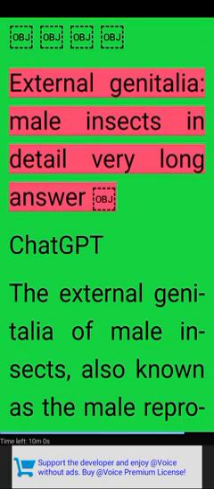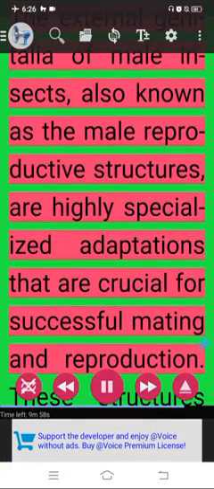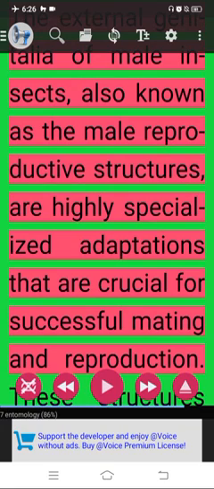External genitalia. Male insects in detail. Very long answer. ChatGPT. The external genitalia of male insects, also known as the male reproductive structures, are highly specialized adaptations that are crucial for successful mating and reproduction.